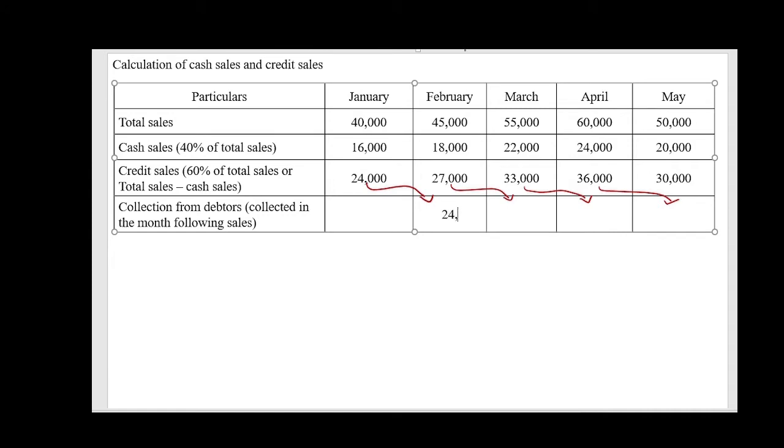So here it will be 24,000, 27,000, 33,000, 36,000. So what should be the information over here? What is the information that has to be written in the month of January? This will be pertaining to the month of December of the previous year. So let us go ahead and find out whether we have information relating to the December month of the previous year.